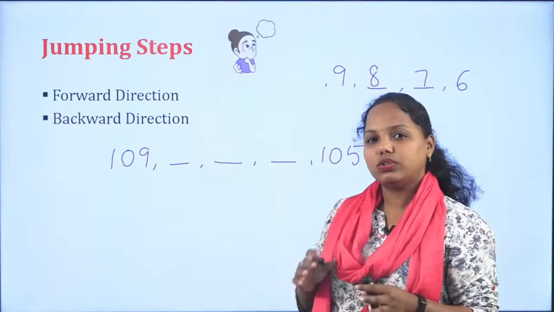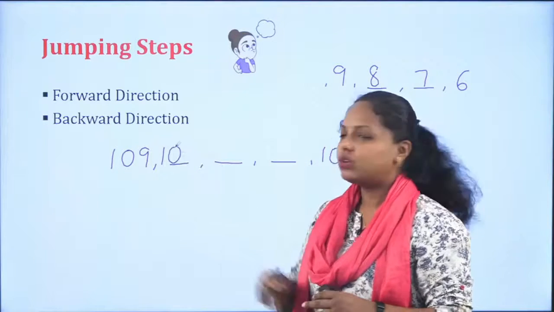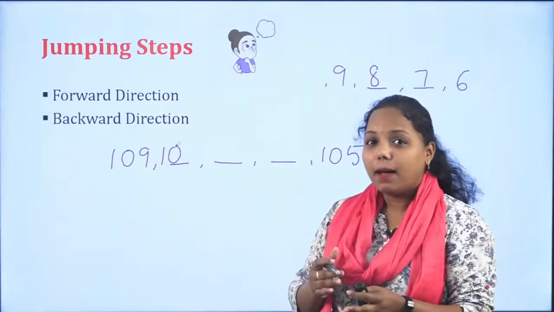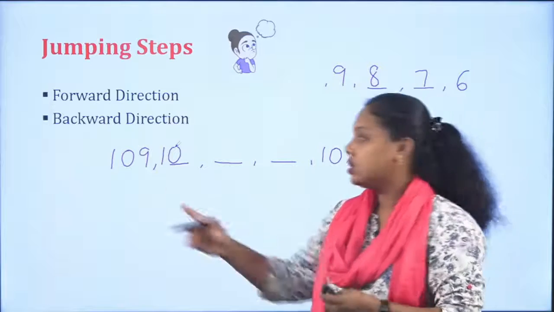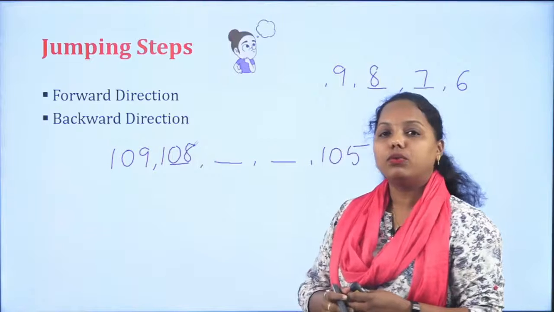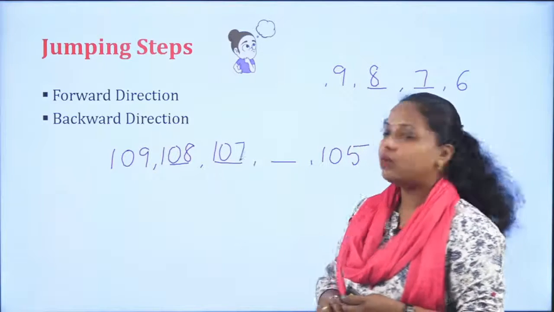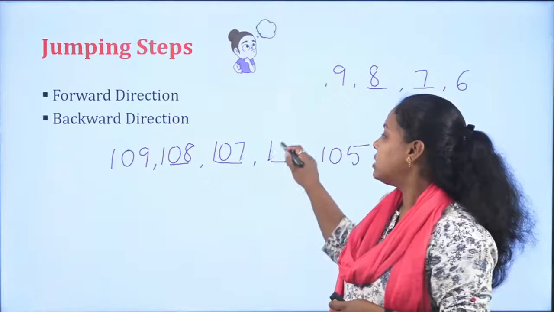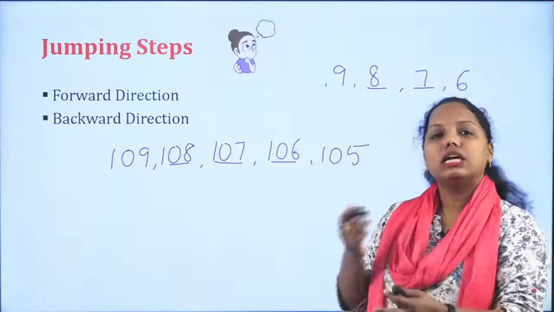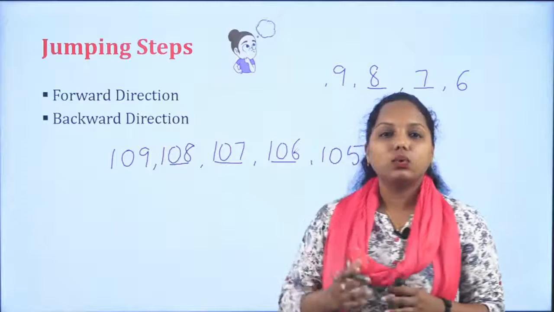Ma'am, I just don't know to reverse the number. Don't worry. Just keep the starting number, hundreds and tens place value same. Next, you have to go on changing but in the backward direction. So 9, before 9 what is the number? 8. Now before 8 what is the number? 107. Before 7 what is the number? 106. Is the number matching? So before 6 it is 5. Yes, it is matching. This is called as backward direction.